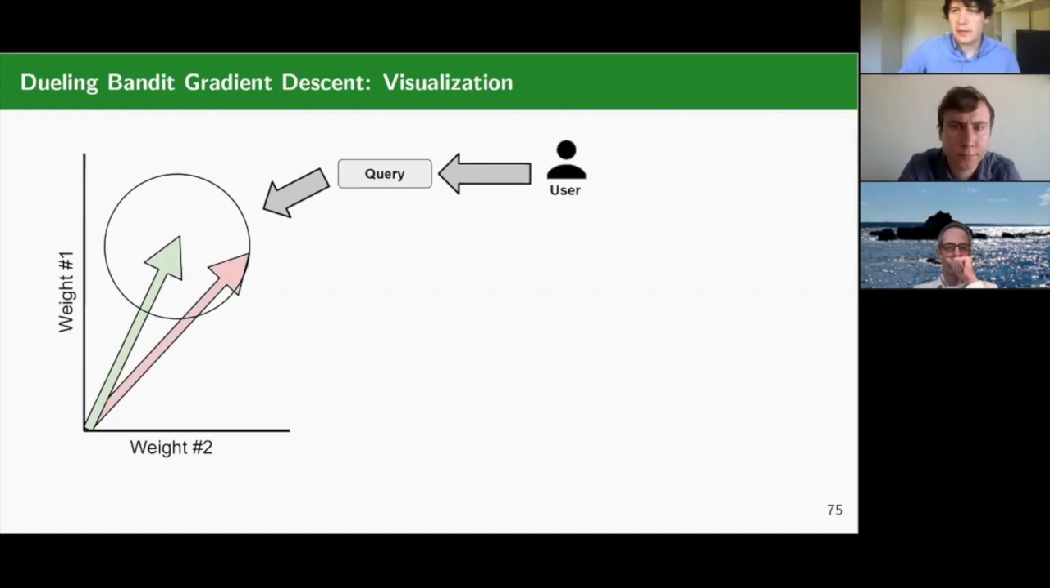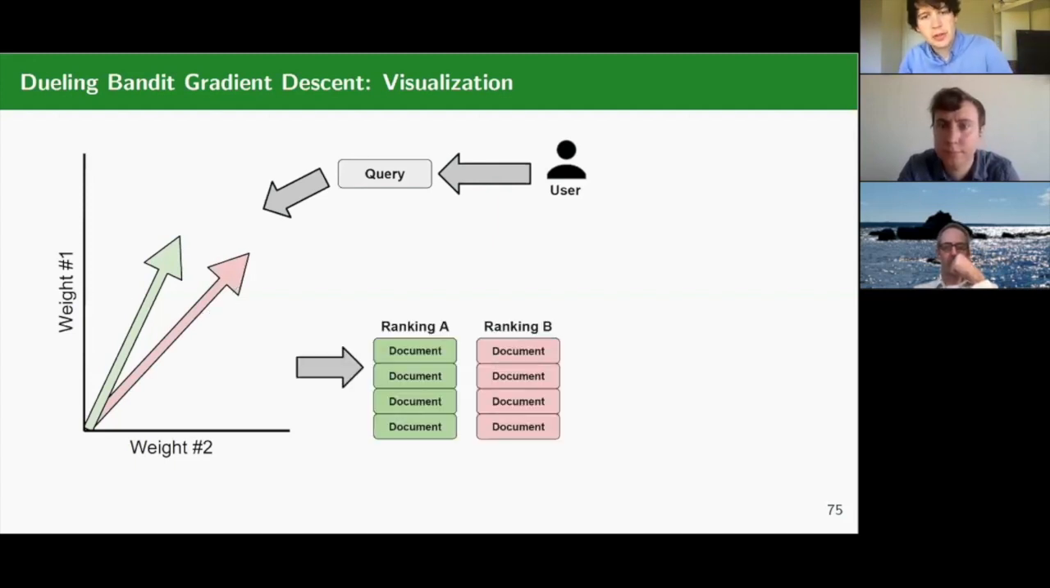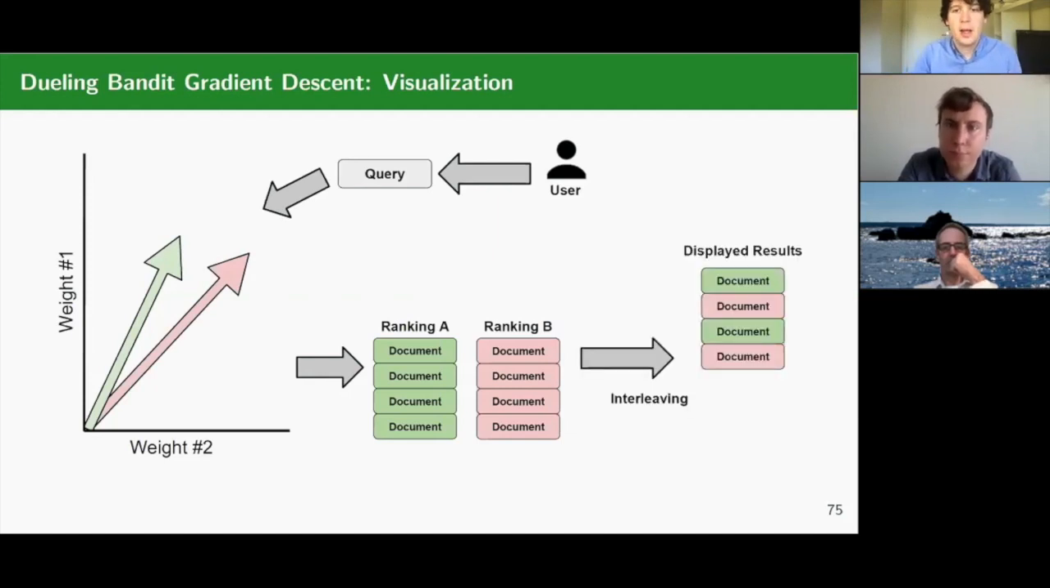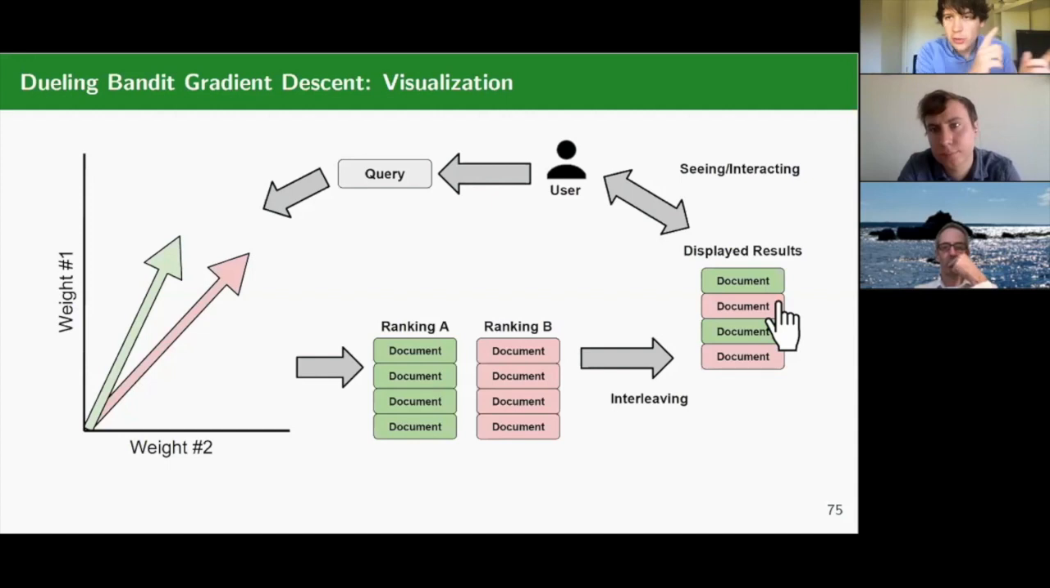In this case, we have this model, which is slightly different. It has a higher weight in the second dimension. This results in two different rankings, because these models will score slightly differently. So we expect these rankings to be different as well. We can interleave them using one of the methods we talked about before. So we get a ranking that combines the results of both. We can show this to the user.